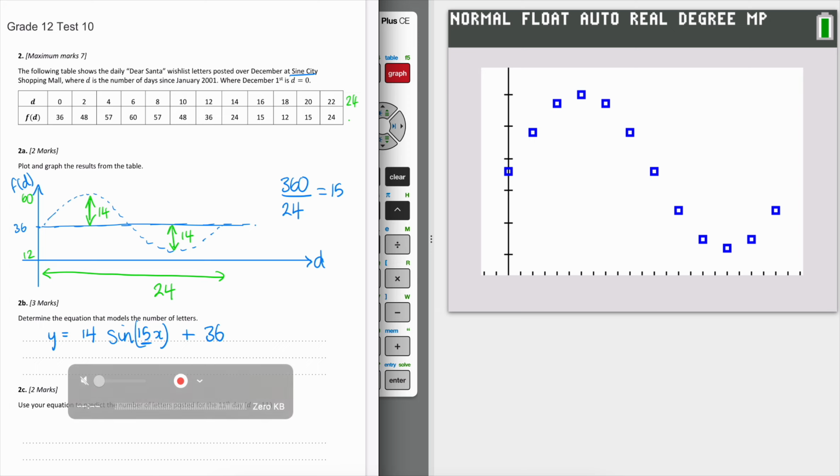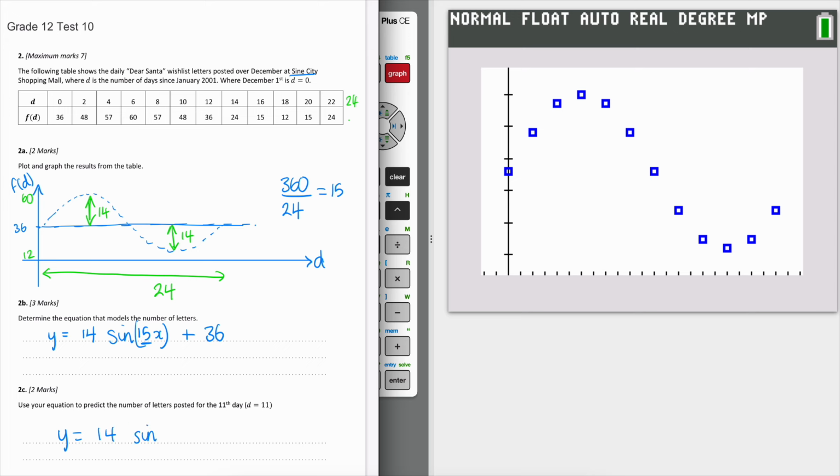It says use the equation to predict how many letters are going to be posted on the 11th day. So we're taking our regression and we're just substituting x to be 11. So we have 14 times sine of 15 times 11, so x is now 11, plus 36, and that gives us 39.6 letters. So that's the second part of the question there.